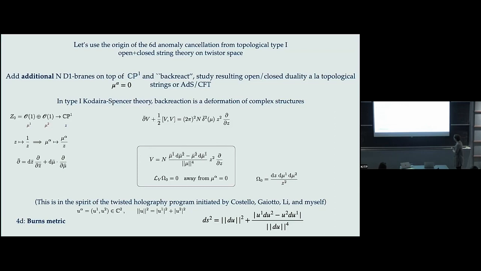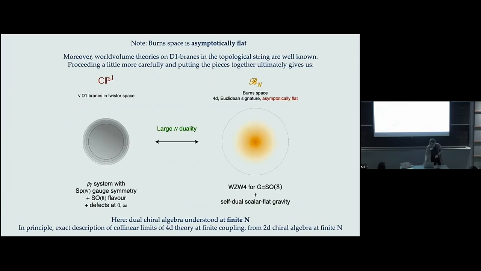In 4 dimensions, you get a famous metric, or famous to some communities anyway, called the Burns metric, which is a nice, smooth, 4-dimensional, asymptotically flat space-time that you might have seen studied in other contexts. So that's kind of the closed string side of our theory. And I should probably wrap, I'm a little over. Okay, so here are the two sides of the duality that result from doing this topological string open-closed duality exercise.